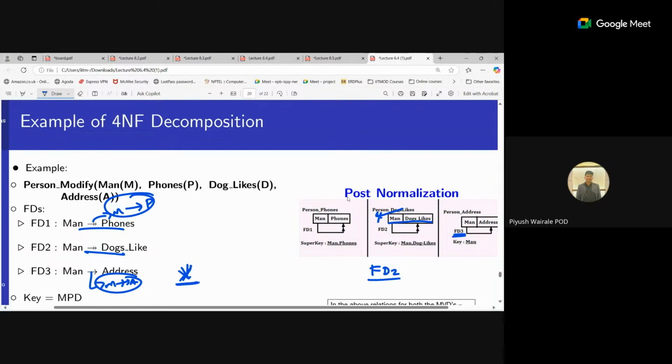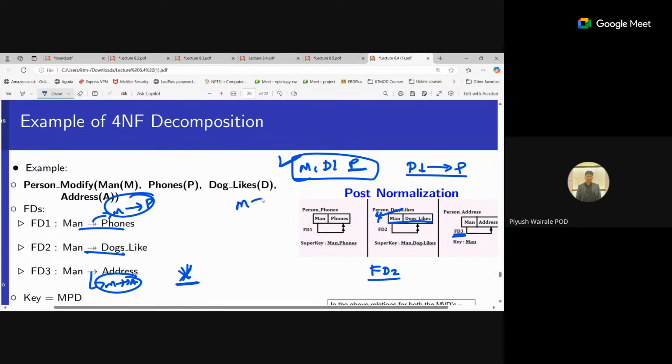Also, if you see man, dog likes, and let's say we have a third attribute, but there is a dependency between dog likes and that attribute. In that case, also there will be no MVD, because there is no independent attribute here. If there is a dependency, let's say we have P. If D1 determines dog likes, which determines P, then this MD1P will be in 4NF. There will be no MVD here.